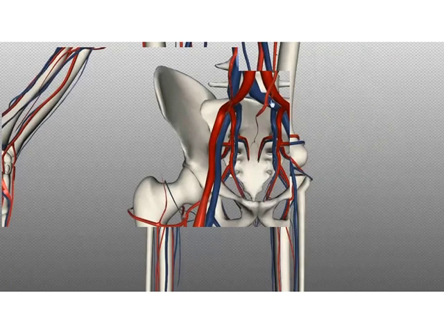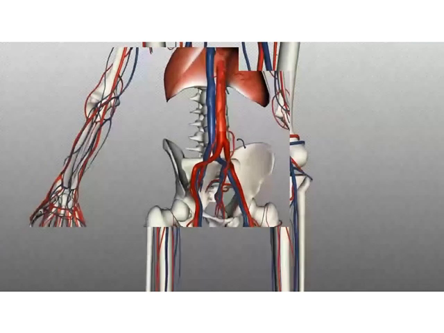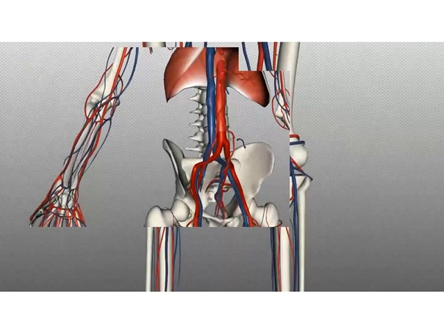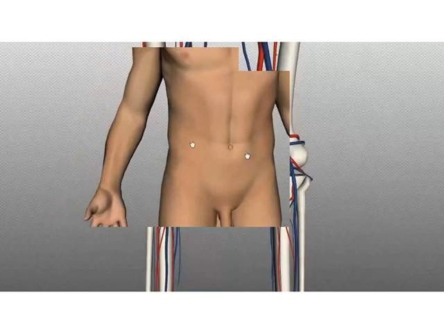So just quickly, to give you some perspective on whereabouts we are in relation to other structures, I'll just put in the bladder, so you can see where the bladder sits in relation to the bifurcation. You can see the kidneys, and I'll just show you in relation to surface anatomy, so you can see the umbilicus.